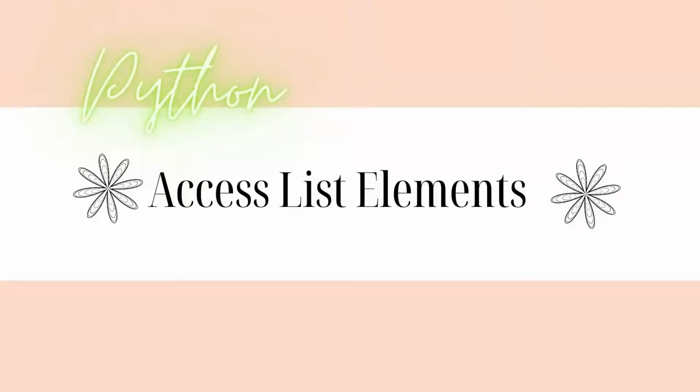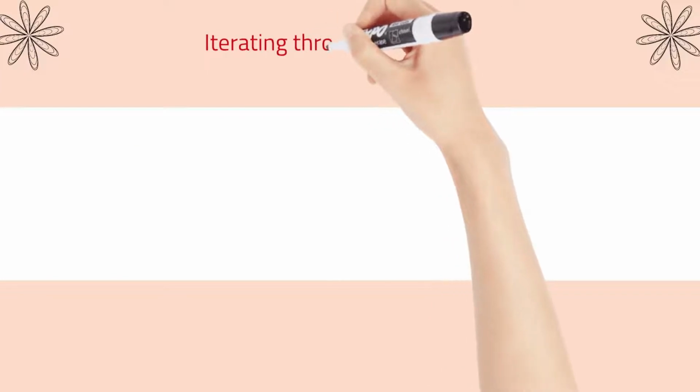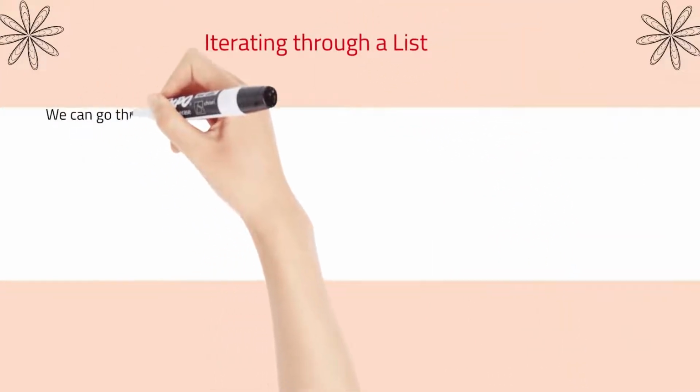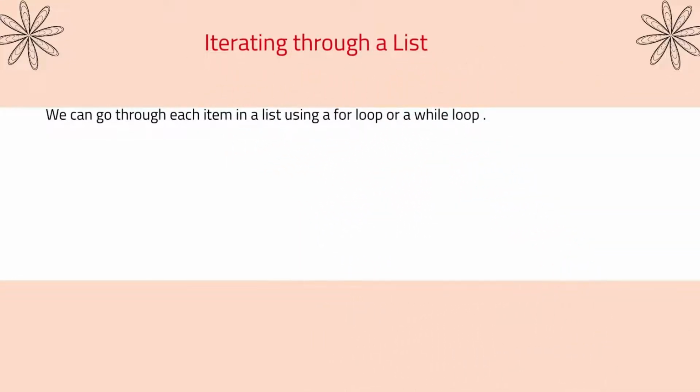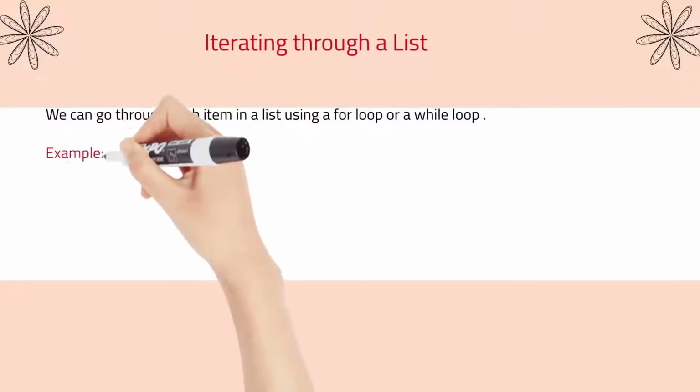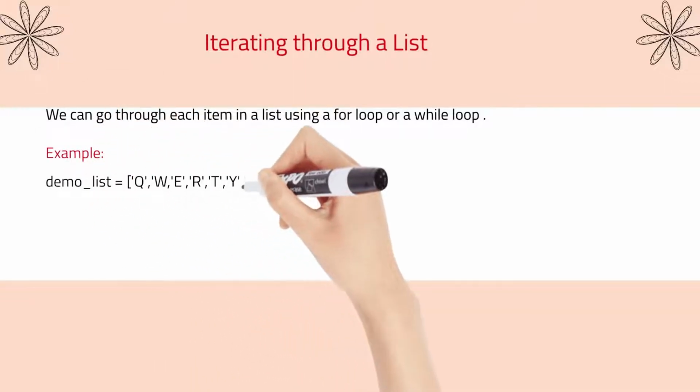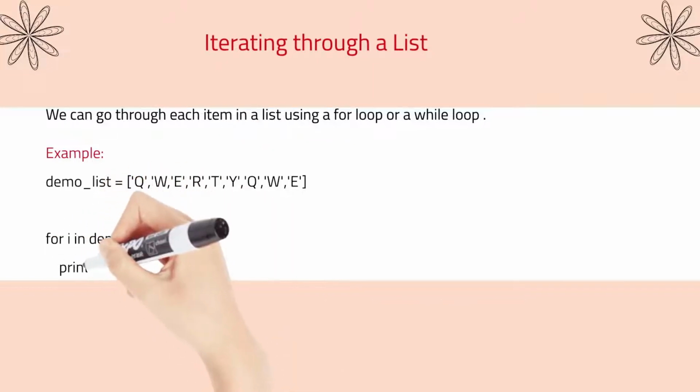In this video we will discuss how to iterate through the elements of a list. A list can be iterated using either a for loop or a while loop. For example, the list demo list contains certain elements separated by commas.